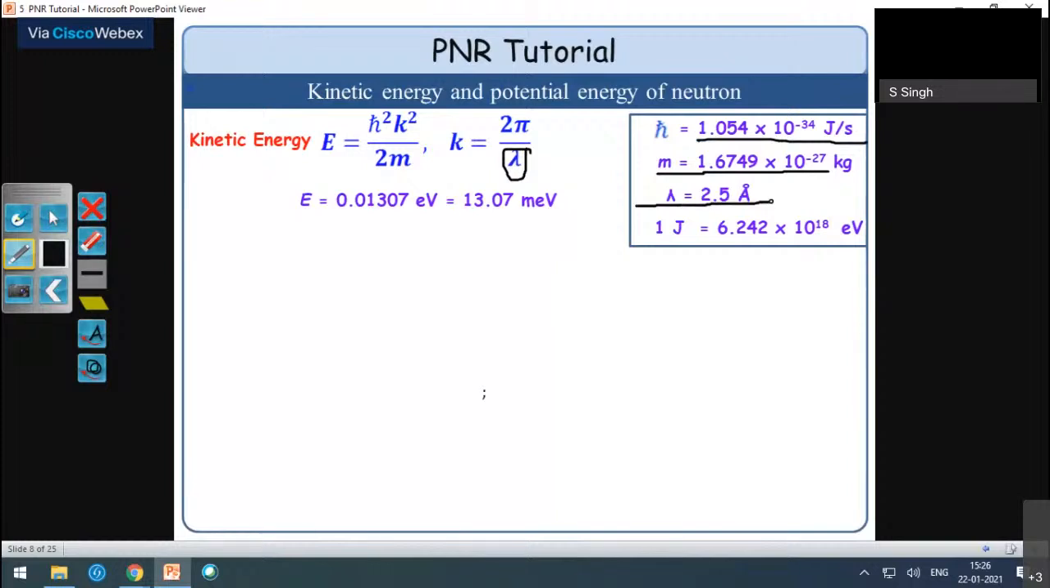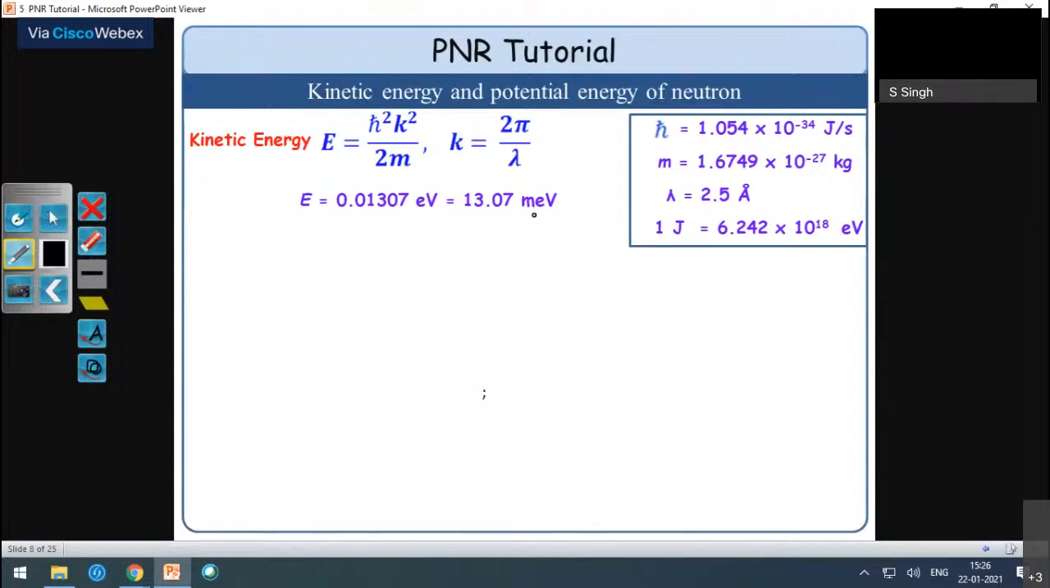Suppose we have a neutron of wavelength 2.5 angstrom, which is a thermal neutron, and we want to know its kinetic energy. We also know the relation between joule and electron volt, so we can calculate the kinetic energy in electron volt. Using the formula E equals h cross square k square by 2m, you put in these values and you get E equal to 0.01307 electron volt, which we write as 13.07 milli electron volt. So this is called kinetic energy, and we know our thermal neutron has an energy of milli electron volt.